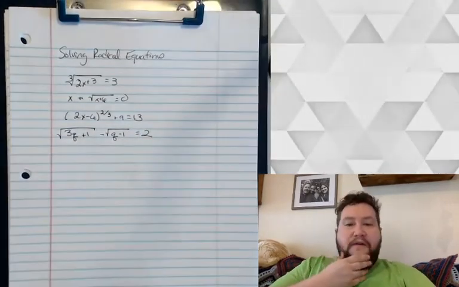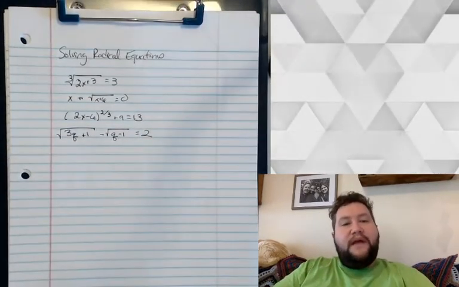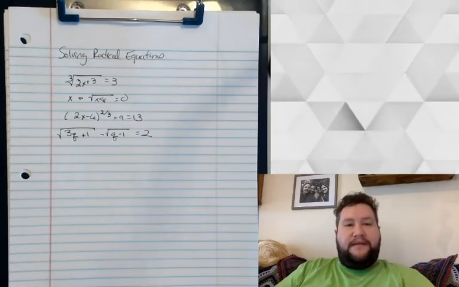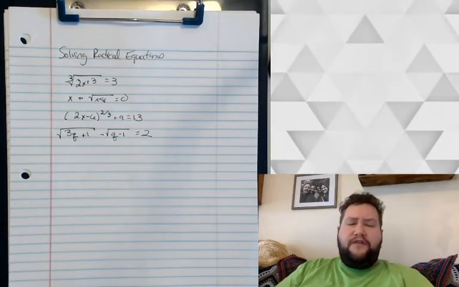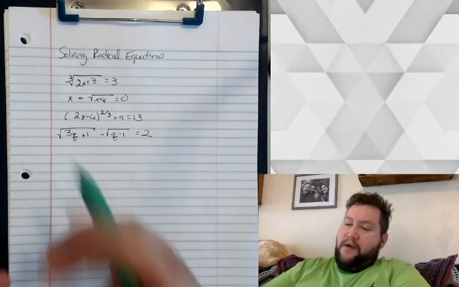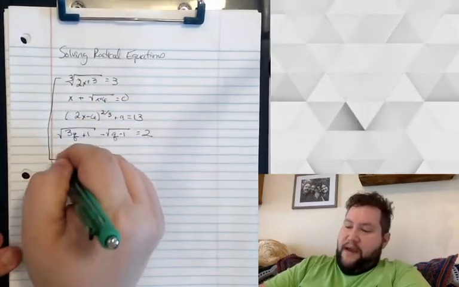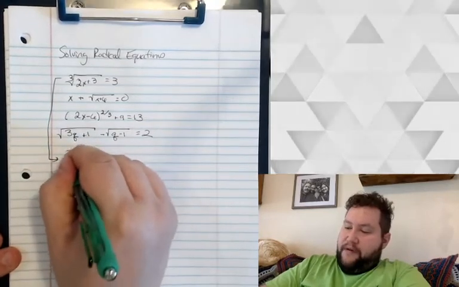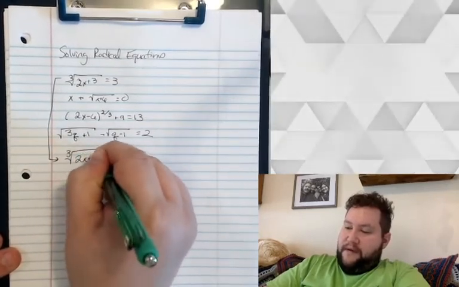And so these are the four examples we're going to work through because each of them proceeds slightly differently. Maybe the first two are actually very similar. But we'll go ahead and start with this first. Here we have the cube root of 2x plus 3 is equal to 3.